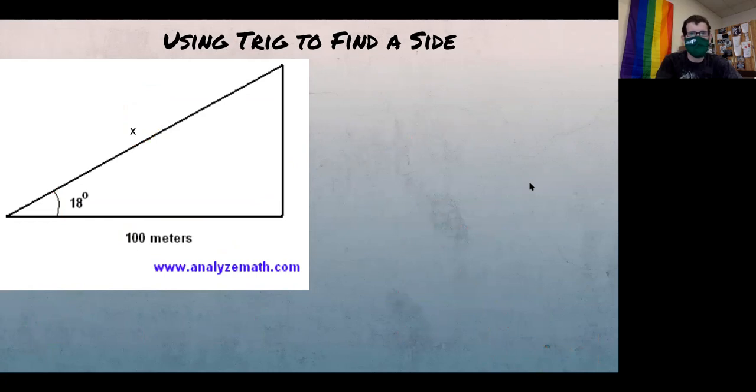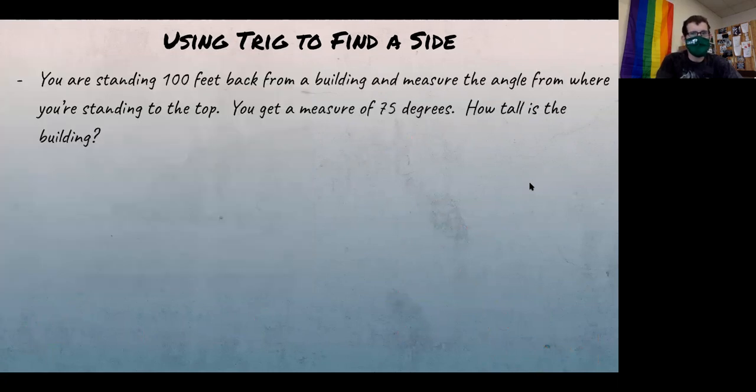So we're not going to be doing word problems today. We're going to do one word problem. And what I wanted to do with this was just give you a heads up of how we can practically use trigonometry. So you are standing 100 feet back from a building and measure the angle from where you're standing up to the top. You get a measure of 75 degrees. How tall is the building? These are two things that are easy to measure.